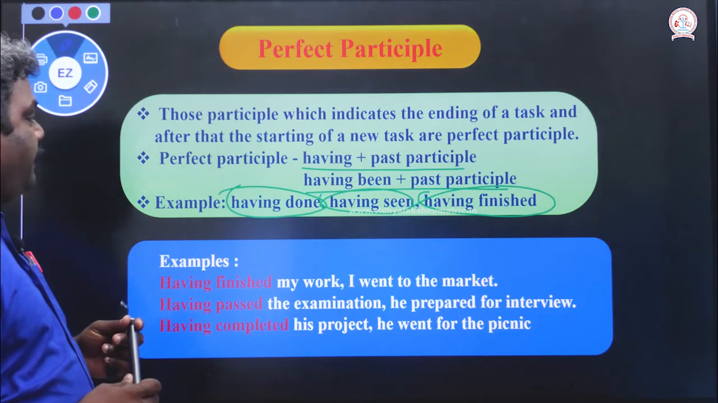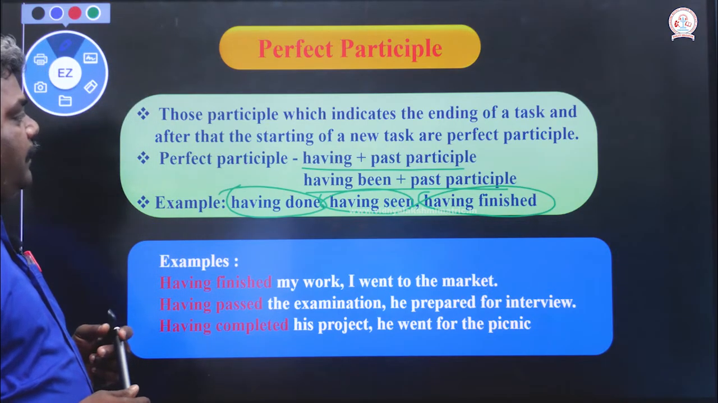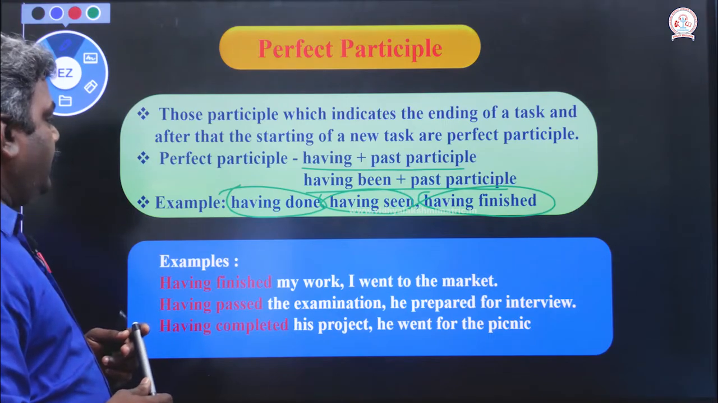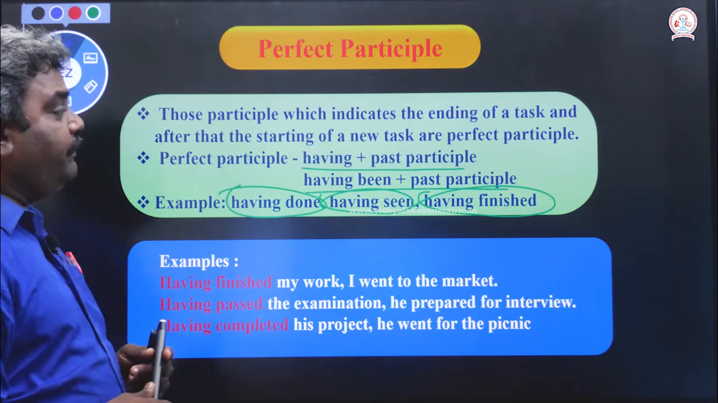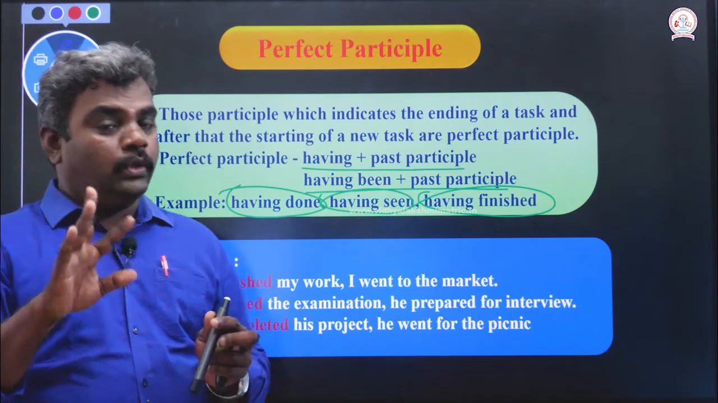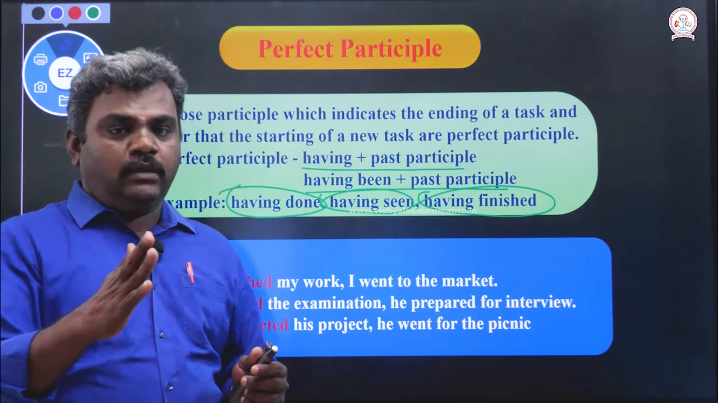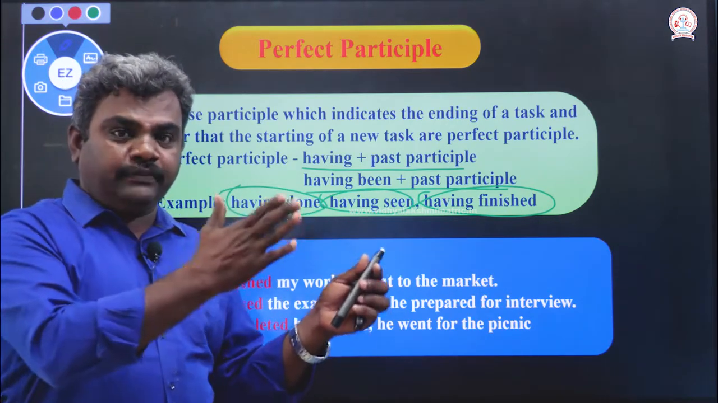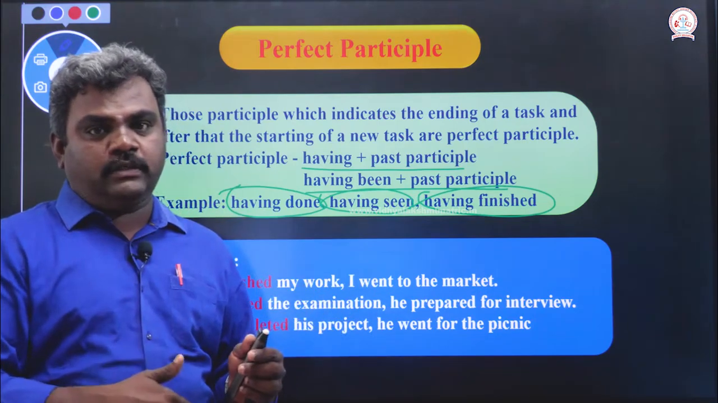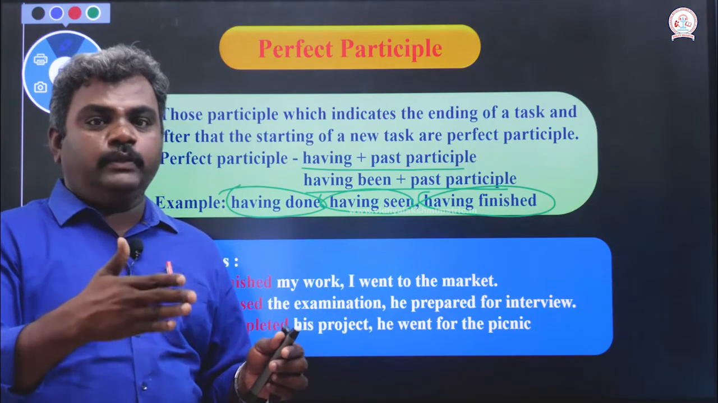Those participles which indicate the ending of a task, and after that the starting of a new task, are perfect participles. So look at this. Two actions must have happened. But which action happened first? We must be clear about it. For the first action, we can use the word having.